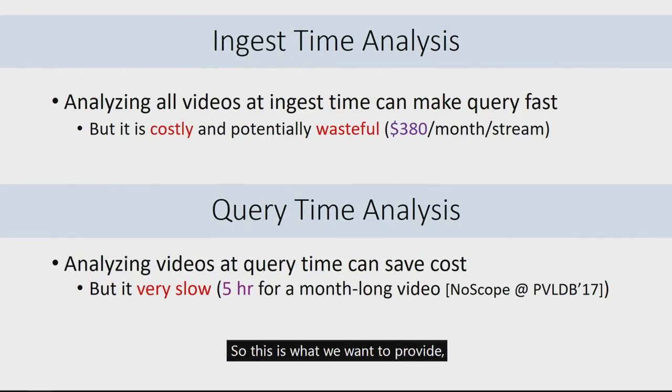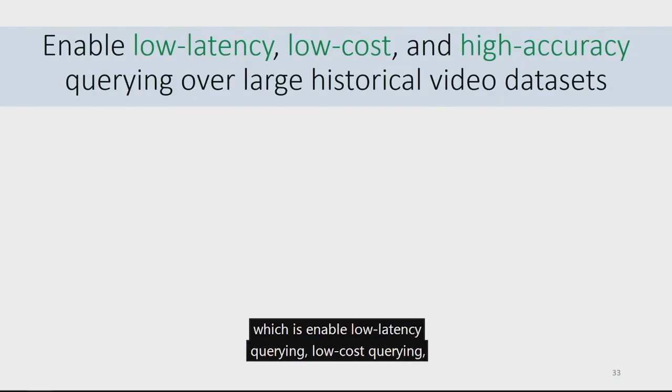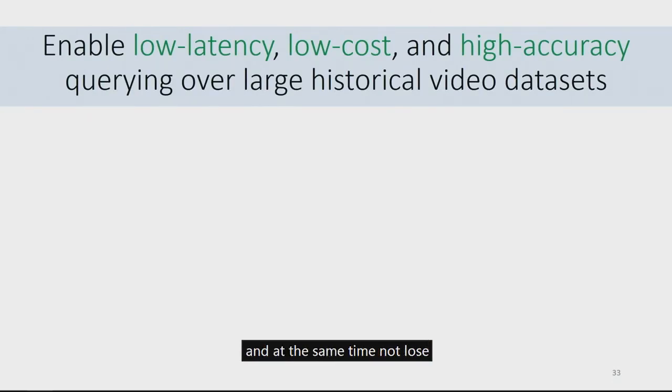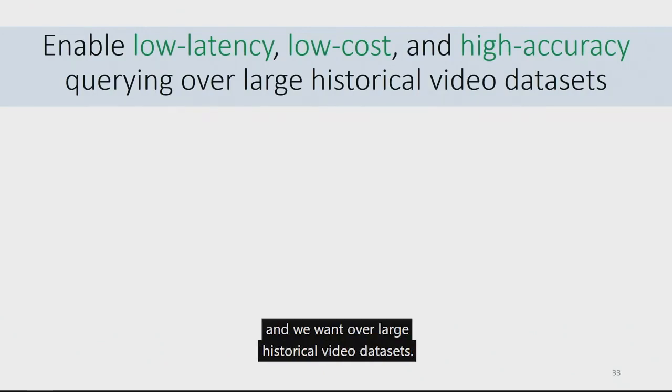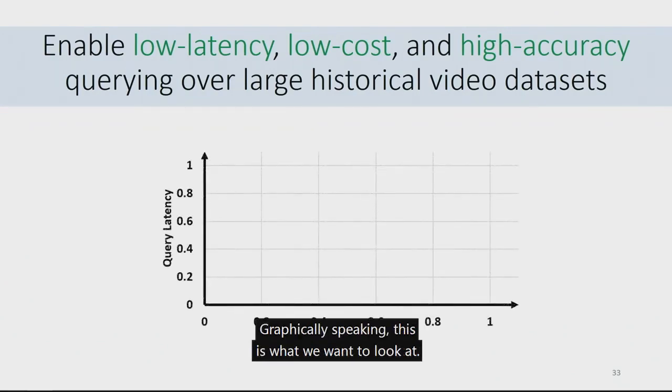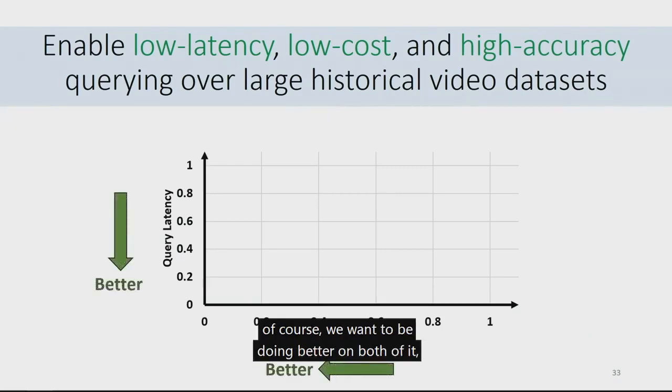So this is what we want to provide: enable low latency querying, low cost querying, and at the same time, not lose the fact that we still need high accuracy results. And we wanted to use our large historical video data sets. Graphically speaking, if you look at these two axes, the ingest cost and the query latency, we want to be doing better on both, which is closer to the left end and the bottom for both these dimensions.